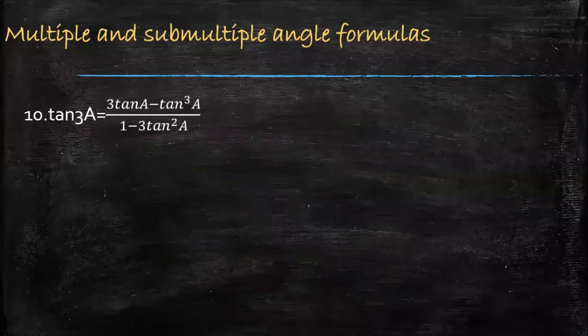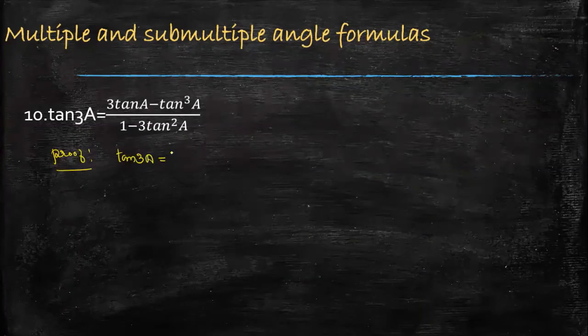See, we have proved the formula for sin 3A. We finished with cos 3A. Next, we are going to prove the tan 3A formula. This is the formula we are asked to prove. So let us prove tan 3A. I should start with tan 3A can be written as tan(2A plus A).